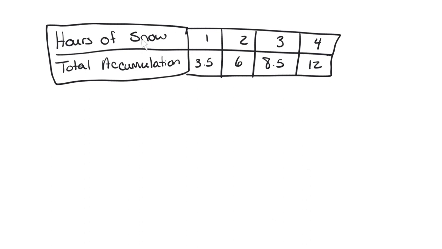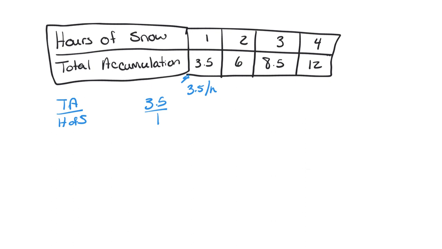So first thing, we're going to look at hours of snow. We want hours of snow for our unit rate. So we want total accumulation over hours of snow, because we want to find out for every hour, did it accumulate at the same rate? So right here, the first one, 3.5 over 1. Well, I don't need to do any division there because any number can be a fraction over 1. So this one is at 3.5 accumulation per hour.